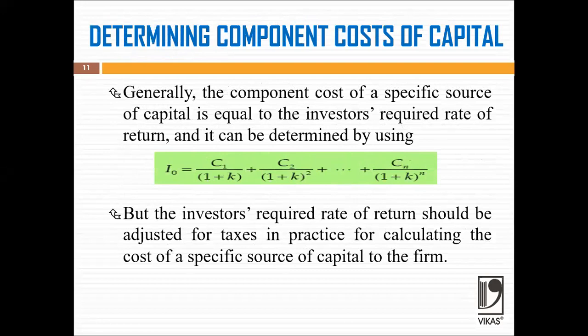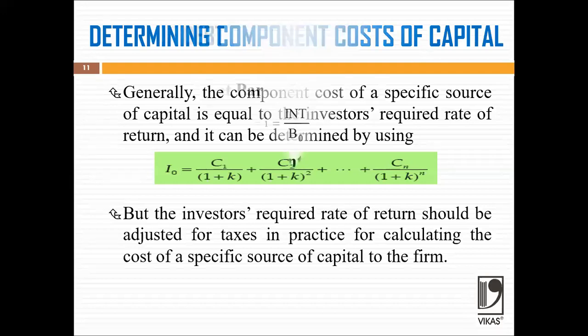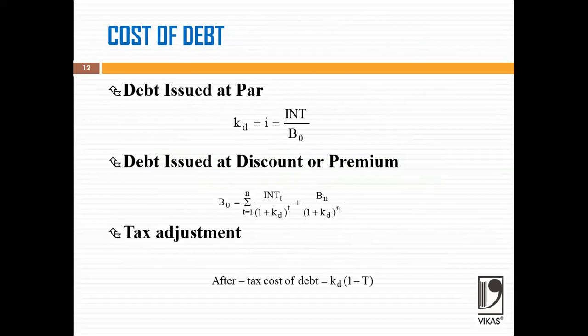Determining component cost of capital. Generally, the component cost of a specific source of capital is equal to the investor's required rate of return, and it can be determined by I equals the present value of each cash flow. But the investor's required rate of return should be adjusted for taxes in practice for calculating the cost of specific source of capital. Right, now we have come to the most important area of this chapter, right?